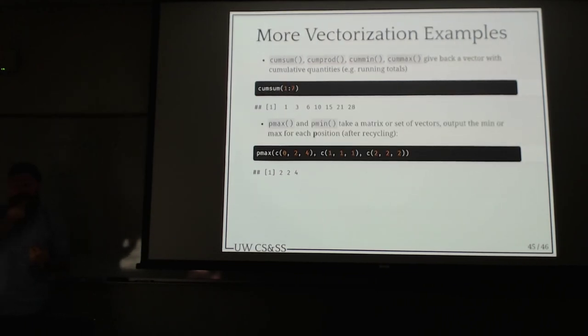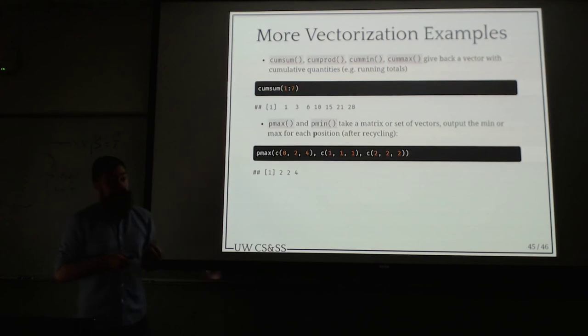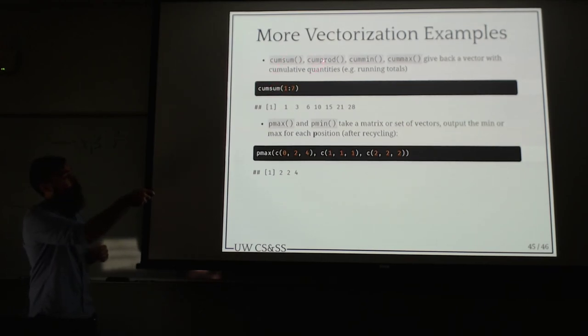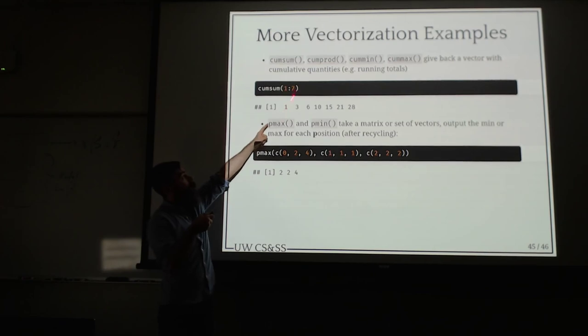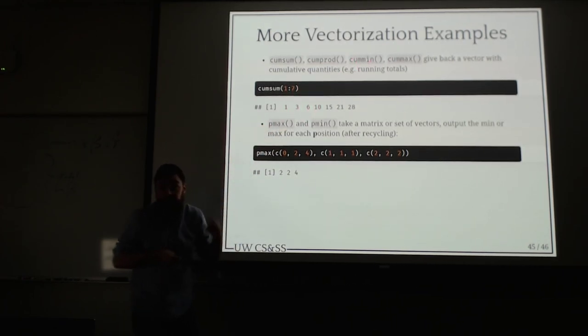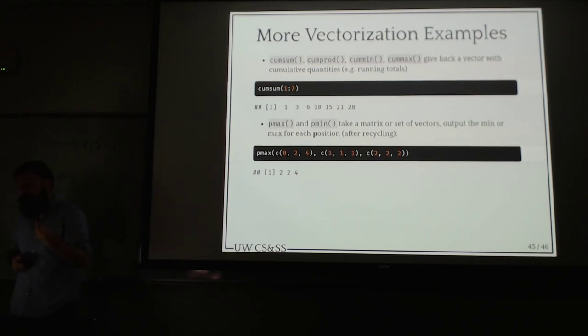Okay, other examples? There are a lot of vectorized functions that do things you might not have encountered before, or that might not pop out to you immediately. The cumulative sum, cumulative product, cumulative minimum, and maximum will get cumulative quantities back. If I give the vector 1 through 7 to the cumulative sum, it does 1, 1 plus 2, 1 plus 2 plus 3, 1 plus 2 plus 3 plus 4, and so on. Cumulative sum, you can also do cumulative products.